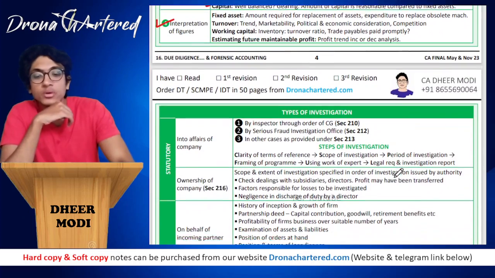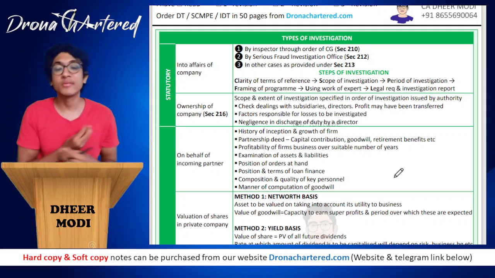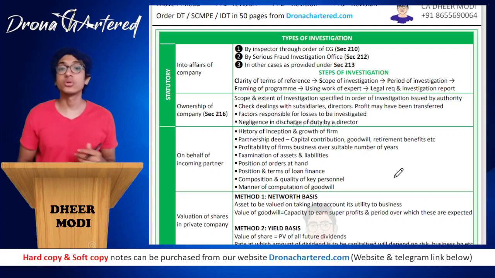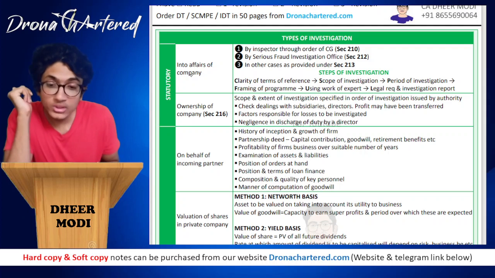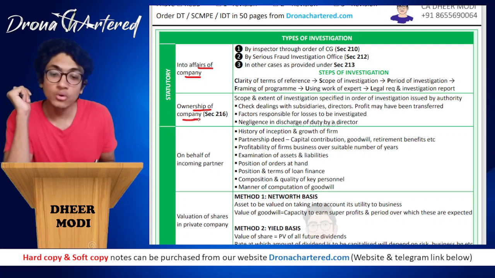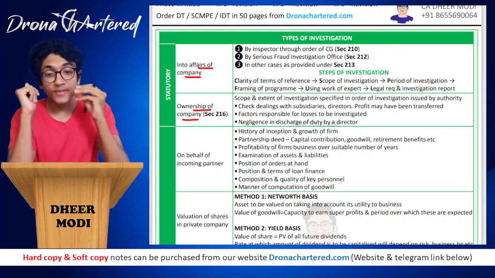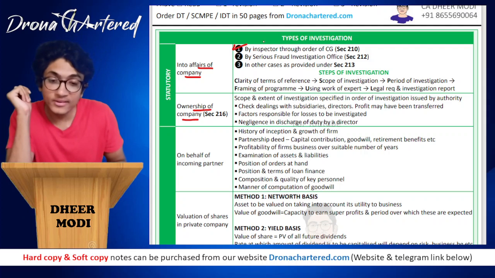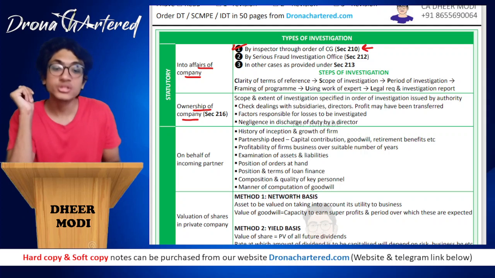Now we are coming to types of investigation. Your types of investigation are basically two: one is statutory and second is non-statutory. Under statutory, your two types of investigations are into the affairs of the company and second is ownership of the company. If you are investigating into the affairs of the company, this will be possible in three cases. So if it is done by the inspector through order of the central government, as per section 210.